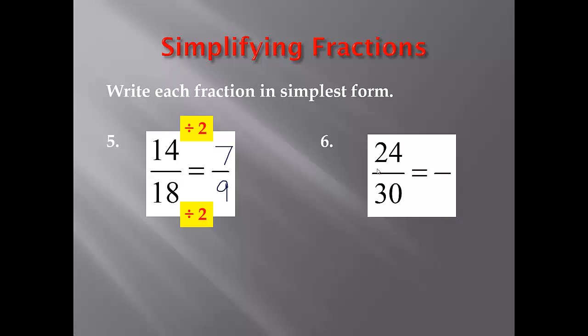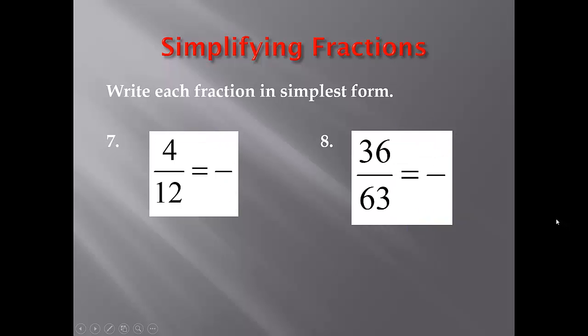Now for number 6, we have 24/30. So for this problem, we need to come up with our greatest common factor for 24 and 30. And our greatest common factor would be 6. So we're going to divide the numerator and the denominator by 6. 24 divided by 6 would be 4. And 30 divided by 6 would be 5. So 24/30 equals 4/5.